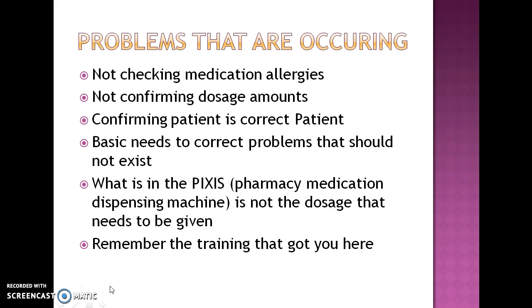The problems that are occurring. As managers, you realize that they're not checking the medication allergies, they're not confirming dosage amounts, or confirming patient is the correct patient. Basic needs to correct problems that should not exist. What is in the Pyxis, the pharmacy medication dispensing machine, is not the dosage that needs to be given. Remember, the training that got you here.